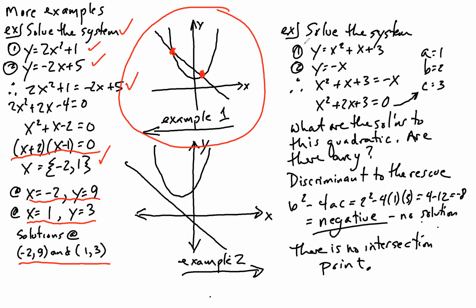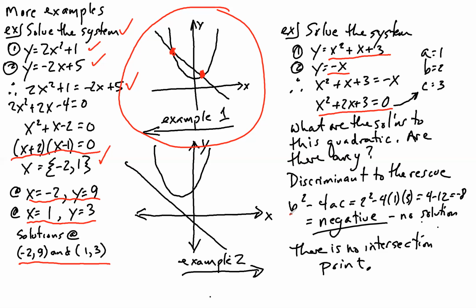Okay, our second system, let's take a look over here on the right. x squared plus x plus 3, and the other equation is y is negative x. So I set all these equal to each other and solve, turn my equation into a standard form quadratic, and now I have to factor. At first it looks like it's easy to factor, but it's really not. I know that a is 1, b is 2, and c is 3, so I can check what kind of solutions I'm going to have by looking at the discriminant.